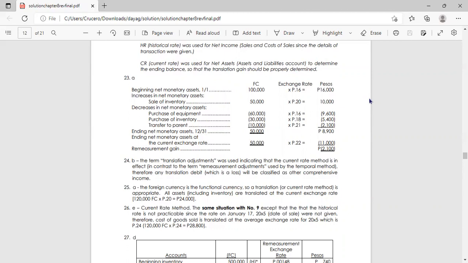That's number 24. Number 25 is our problem. What figure would have been reported for the inventory?